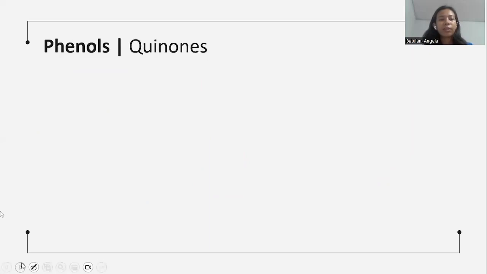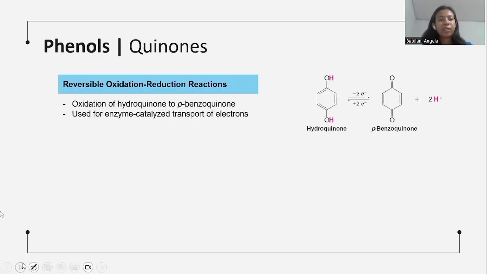So lastly, for my topic, ketones. So yung ketones natin undergoes reversible oxidation-reduction reaction. For example, yung hydroquinone natin, yung benzene-1,4-diol. Kapag na-reduce siya, nag-add tayo ng 2 electrons, magiging para-benzoquinone. Tapos kapag na-oxidize naman siya, magiging hydroquinone. So yung reaction na to are used for enzyme-catalyzed transport of electrons.